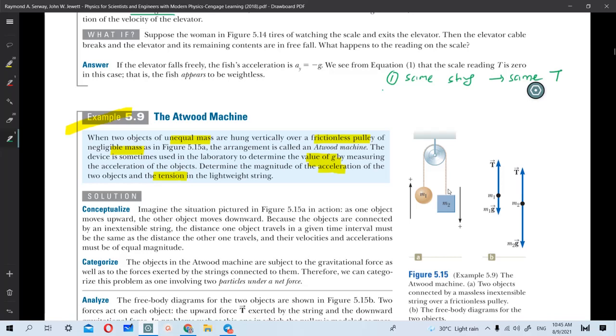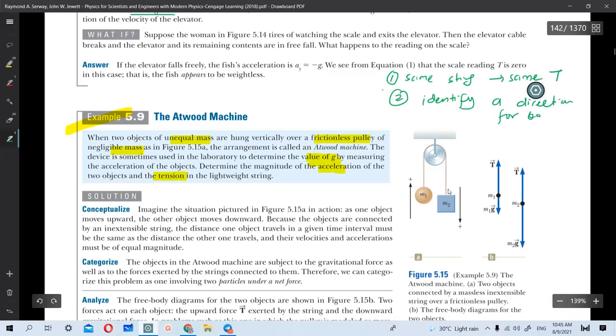Number 2, you need to identify the acceleration direction for both. Alright. And number 3, they have the same acceleration. Okay, let's start with number 3.